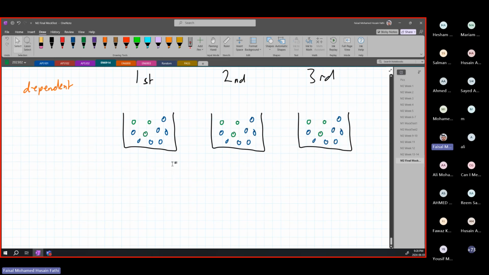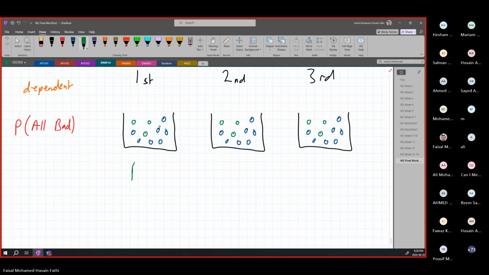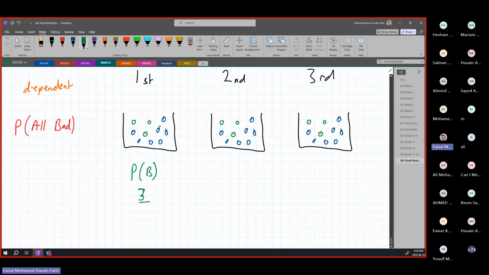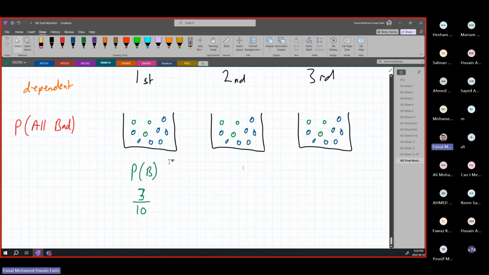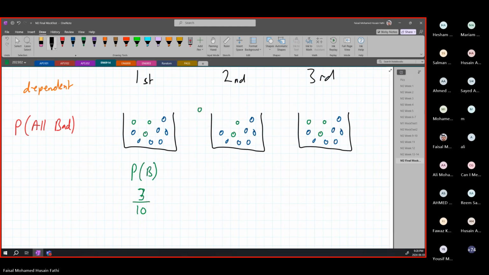So let's start with the first one. The first one, we want to remember the probability that we're looking for is the probability of all bad or defective. Meaning the first one, always the first probability, it's just going to be the actual probability that we found, which is equal to 3 over 10. The probability of bad that we found, which is 3 over 10. All right. And then that means we have already removed it in the second box. So we have taken it out in the second box.